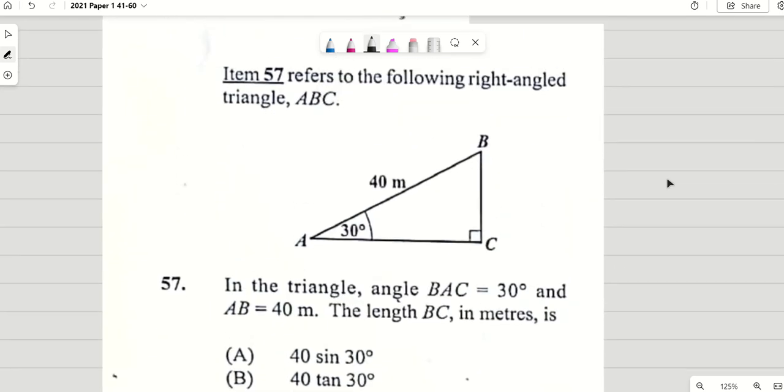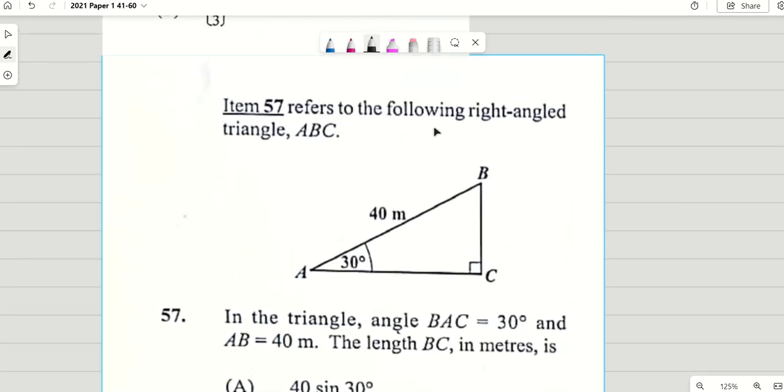Right, let's look at this question. Item 57 refers to the following right angle triangle. As soon as we hear right angle triangle, guys, you think of SOHCAHTOA or Pythagoras' theorem. That's usually what they would bring on a right angle triangle. Right, so let's read. In the triangle, angle BAC, that's basically angle A, is equal to 30. Line BA is 40, and the length of BC in meters is BC.